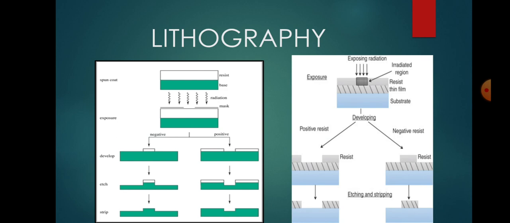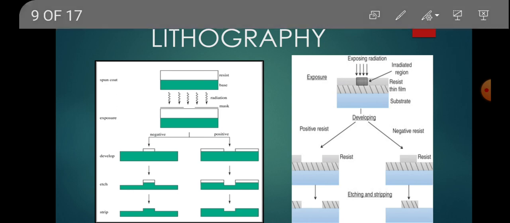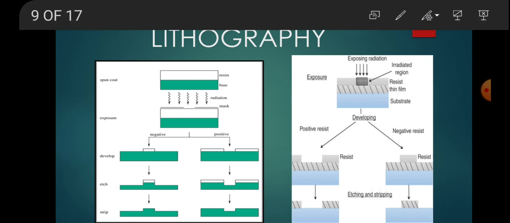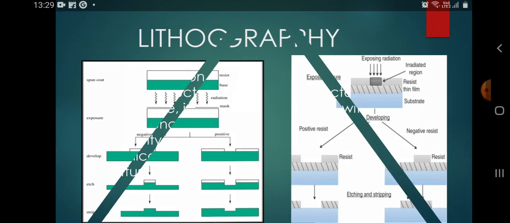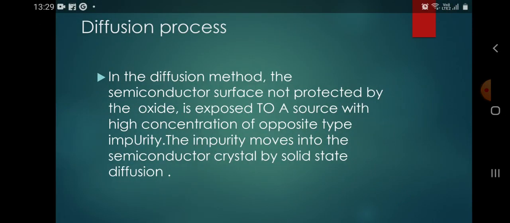First we spin coat the resist, then we expose it to light. There are two types of photoresist available, that is the positive and negative photoresist. We then etch it out with the help of hydrofluoric acid, and then the final window is obtained over here. This is what is shown diagrammatically. We now go over to what is meant by diffusion process.